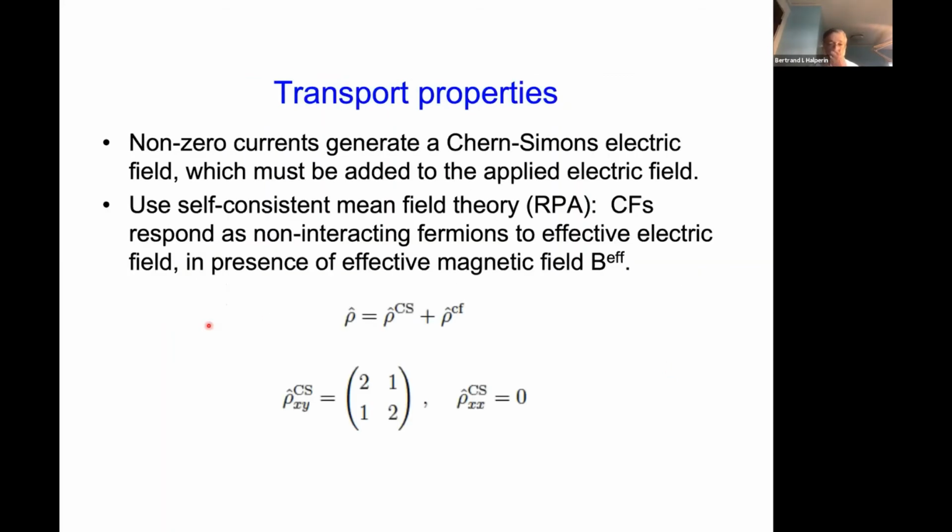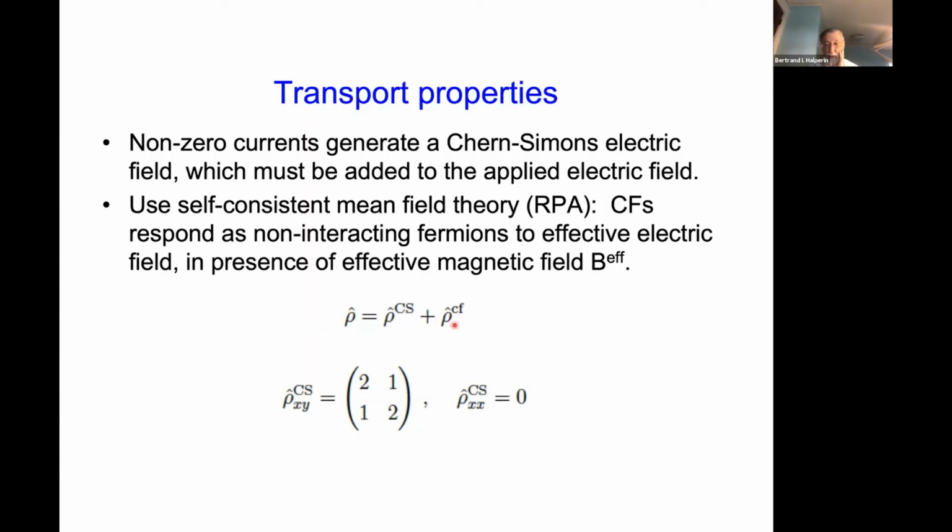Now, what about the transport properties? For transport properties, we do the same thing we did before. If you have non-zero currents, they're going to generate Chern-Simons electric fields, and you have to add them to the applied electric fields, and you set up a self-consistent mean field theory, which is basically an RPA. The composite fermions respond as non-interacting fermions to the effective electric field in the presence of a composite magnetic field. You have to add the resistivity tensors, as we discussed before, according to the Ioffe-Regel rule.